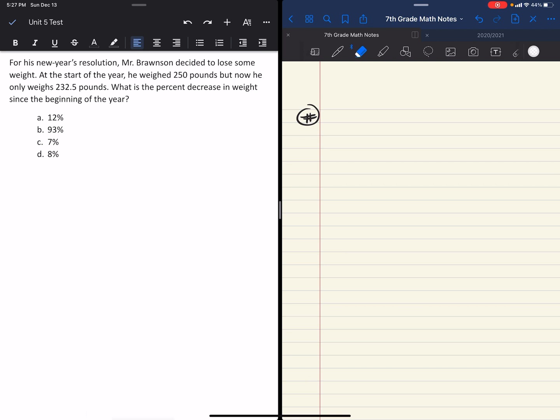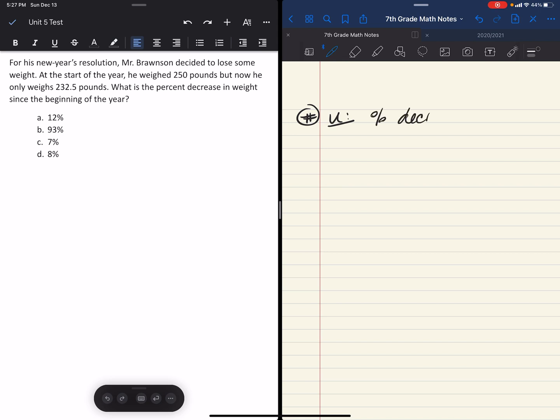So I'm going to UPS check this. U stands for what you understand about the problem. What is it asking you to solve for? Well, I am looking for the percent decrease in weight.